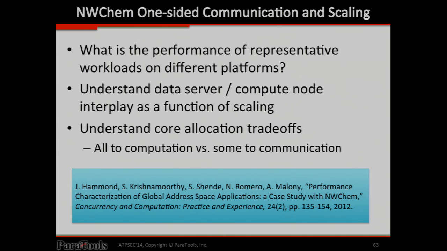And the guys running the study wanted to know what is the performance of representative workloads on various platforms, and how can we optimize that? It was published here in CCPE. And they wanted to understand data server compute node interplay. Basically, how do we best distribute this data? And then finally, what are some of the trade-offs if we allocate a separate core for just handling communication and interrupts?